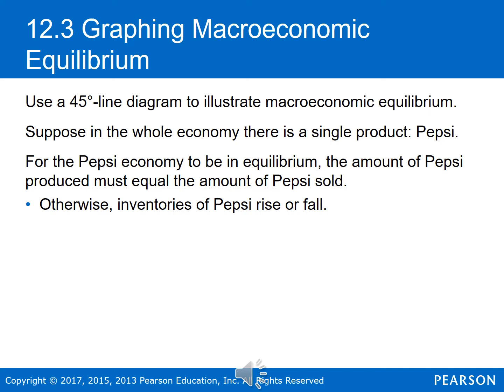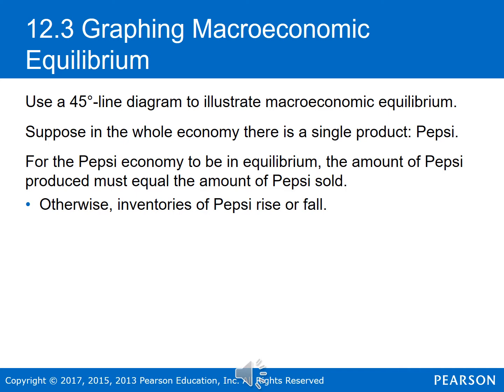So now that we've broken down the components of the aggregate expenditures, we now look more closely at macroeconomic equilibrium. Earlier we saw that macroeconomic equilibrium occurs when GDP is equal to the aggregate expenditure. We can use a graph called a 45-degree line diagram to illustrate the macroeconomic equilibrium. Sometimes we call the 45-degree line diagram the Keynesian cross because it's based on the analysis from John Maynard Keynes.